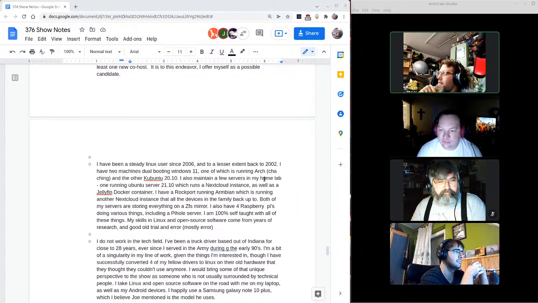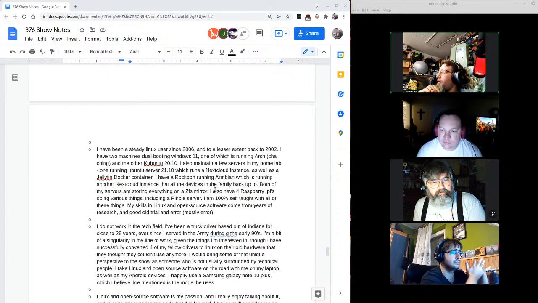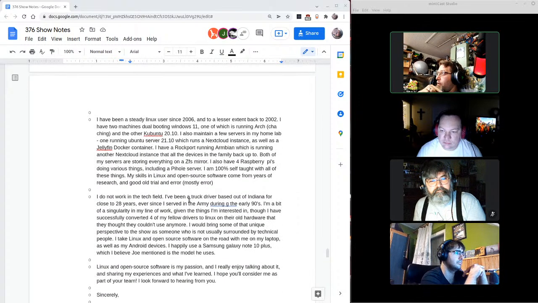I also maintain a few servers in my home lab, one running Ubuntu Server 21.10, which runs a Nextcloud instance, as well as a Jellyfin Docker container. I have a Rock64 running Armbian, which is running another Nextcloud instance that all the devices in the family back up to. Both of my servers are storing everything on a ZFS mirror.